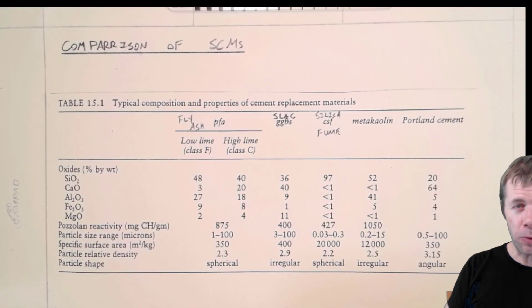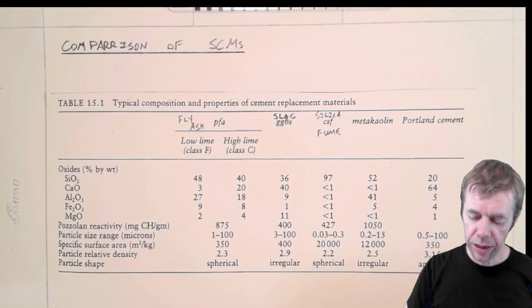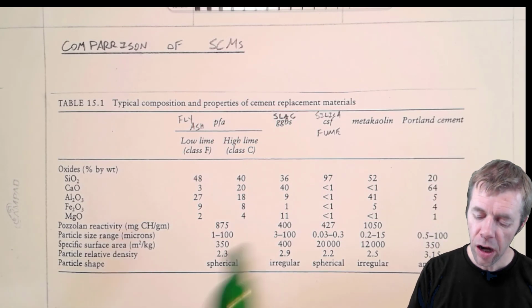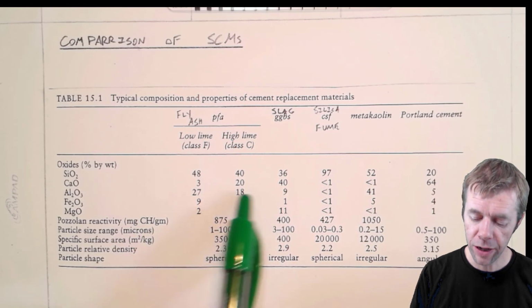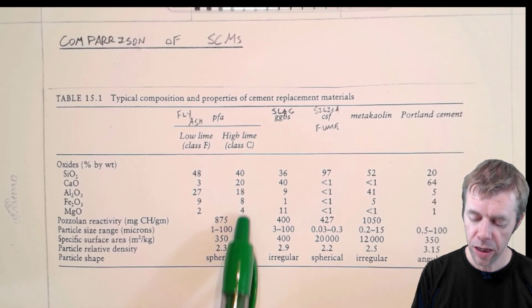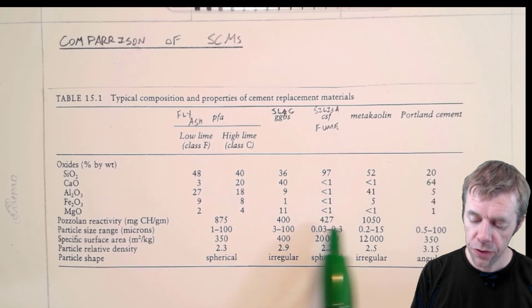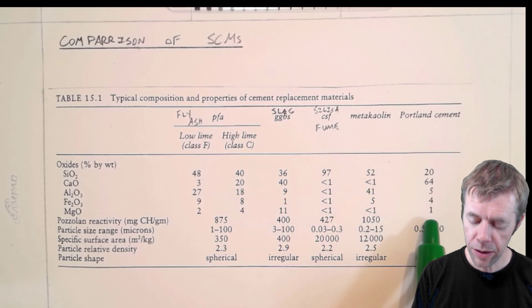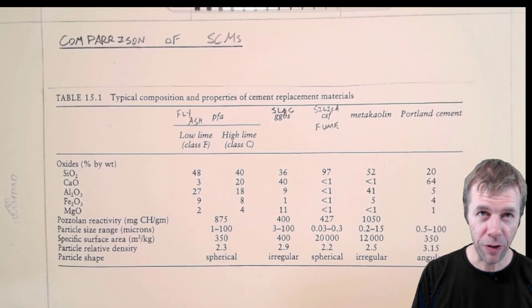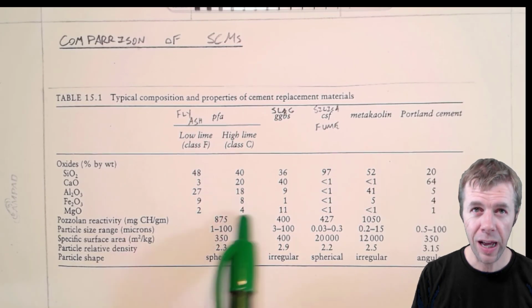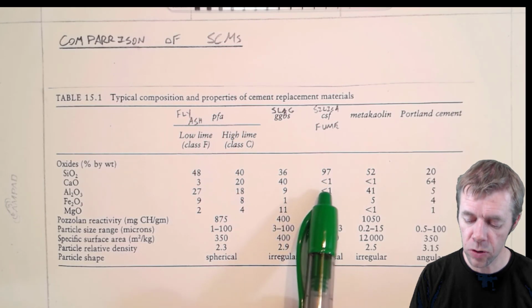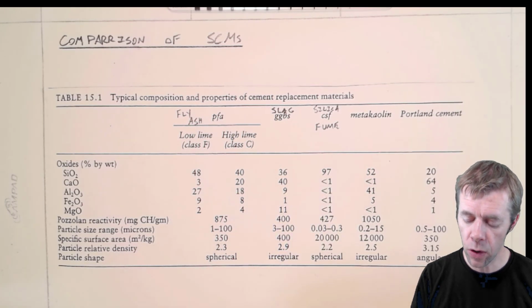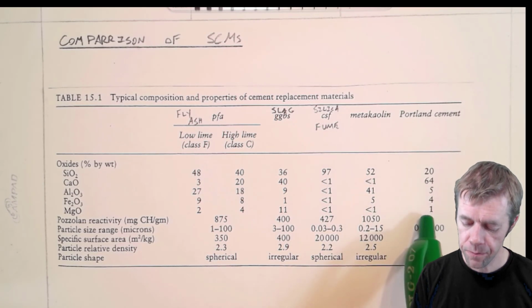This chart or table actually compares the chemistry, the oxide content of the different SCMs that we've been talking about. There's the fly ash, class F versus class C. There's slag, silica fume, and Portland cement. And you can notice that they're pretty different. Class F and class C ashes are pretty different from one another. Slag's different. Silica fume's almost pure SiO2. Okay? And then there's good old Portland cement.